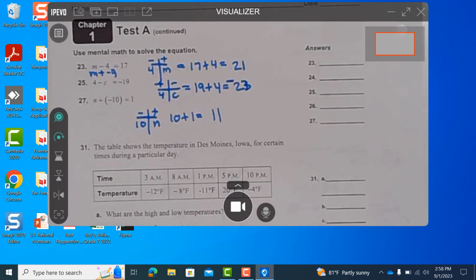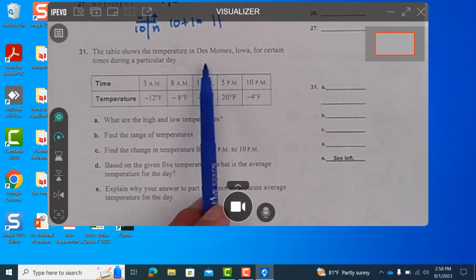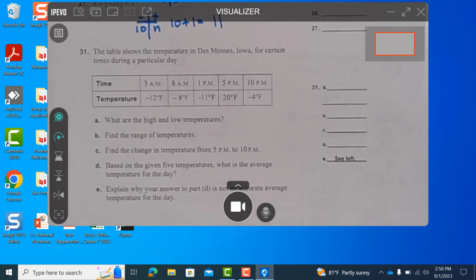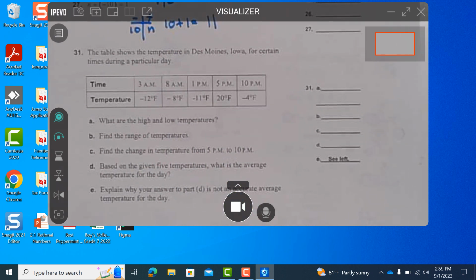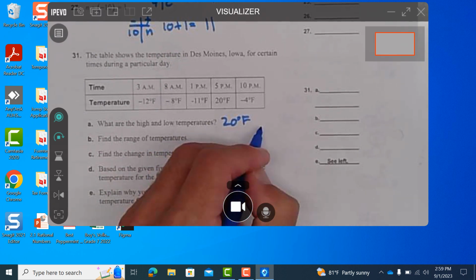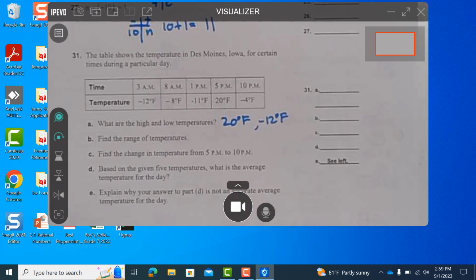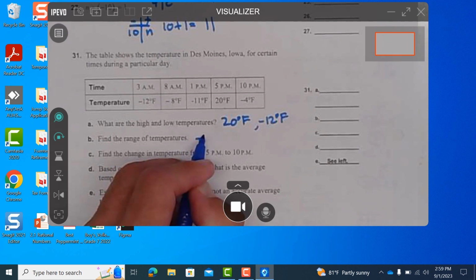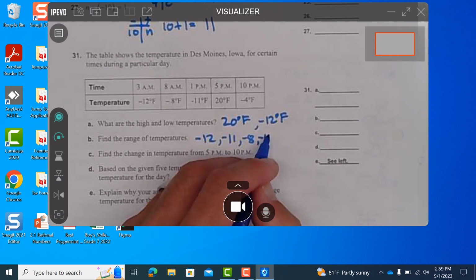All right. Last problem, we're looking at number 31. The table shows the temperature in Des Moines, Iowa for certain times during a particular day. So you can see we have these different negative values, or below zero values, of our temperatures, except at 5 p.m. we have 20 degrees positive. What are the high and low temperatures? The high temperature is 20 degrees Fahrenheit. The low is negative 12 degrees Fahrenheit. The range of temperatures from low to high would be negative 12, negative 11, negative 8, negative 4, and 20.